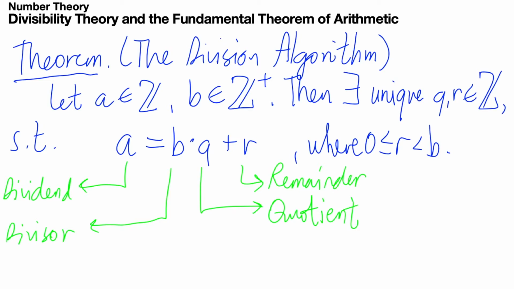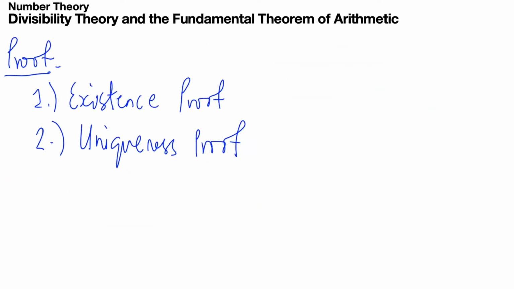Why do we need this? Because the theorem says that there exist unique q and r such that this happens, where r is strictly less than b but greater than or equal to 0. So there is something that exists and something that is unique, and we need to prove that these indeed exist and are indeed unique. Let's start with the first part of the proof, the existence proof.